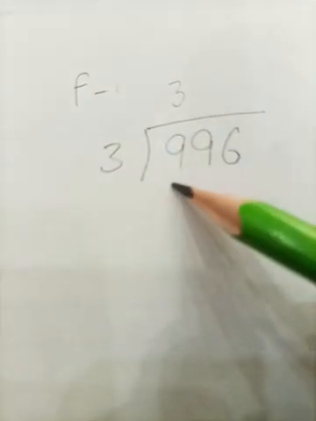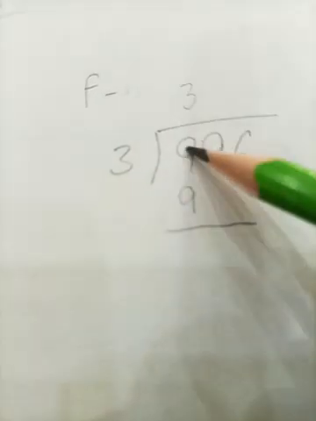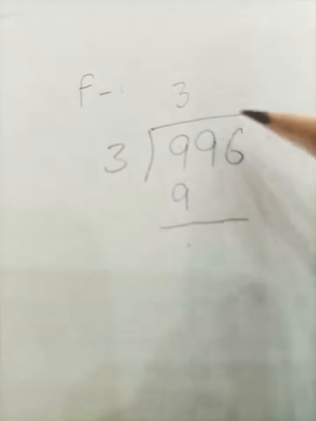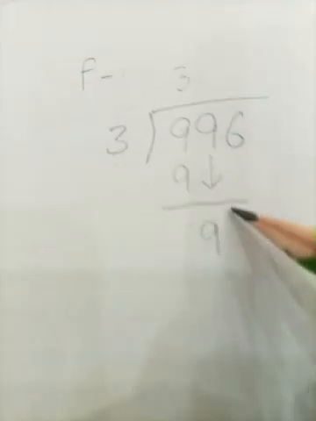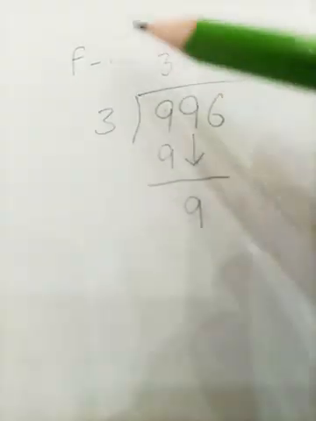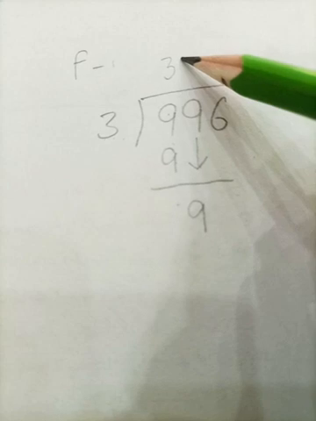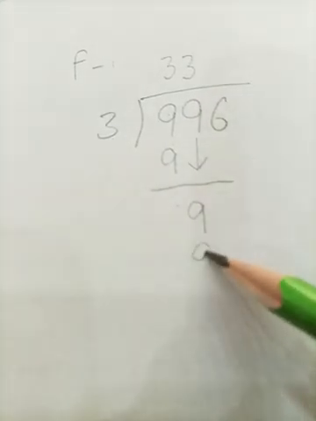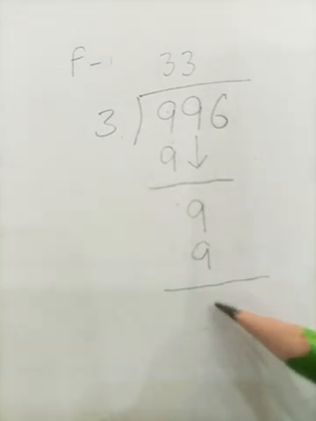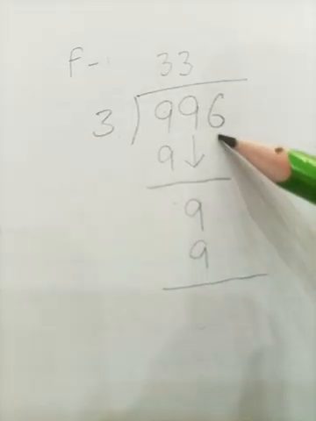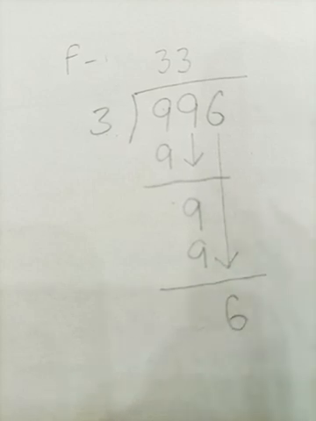3 3s are 9. And next, we are going to subtract it. 9 minus 9, answer is 0. So, we are taking our tens down. That is the 9. Now, we are going to divide it further. Students, 3 3s are 9. Next step is subtraction. When we subtracted these, answer is again 0. So we are taking our ones digit here, that is the 6.